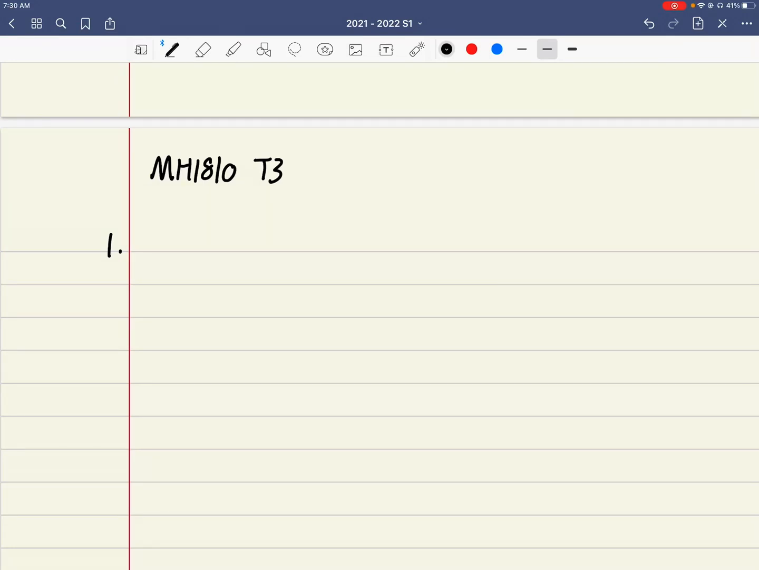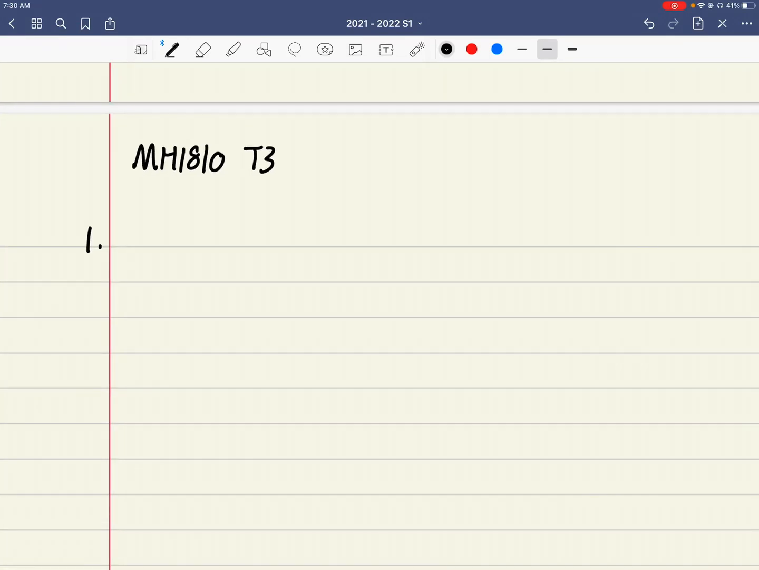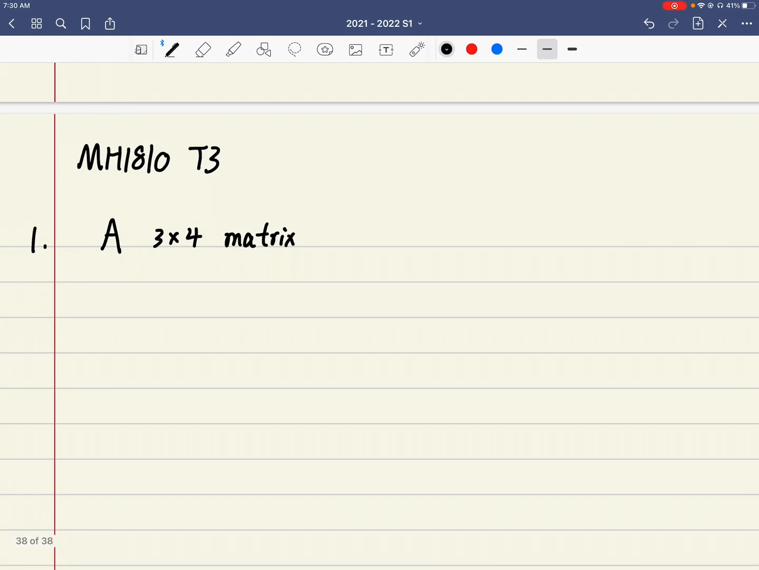Okay, tutorial 3, question 1. So you need to write down the matrix, and all the entries need to satisfy the stated conditions. For example, A is a 3 by 4 matrix, okay, which means A has 3 rows, 4 columns, right? So in total, it should have 12 entries. So what are these entries?